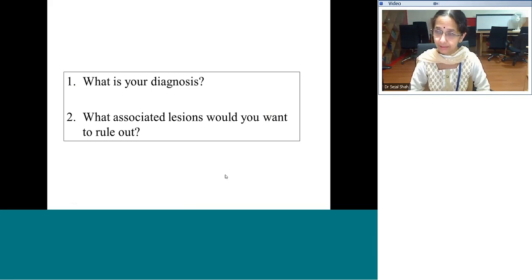So remember, for a TAPVC, we need an ASD usually, and the left-sided veins were entering into LA, so we ruled out a TAPVC. So if it's a PAPVC, then what associated lesions would you want to rule out? So once you think it could be a scimitar, then what else will you make sure when you're doing an echo? Hypoplastic lung, okay. So while doing an echo, how will you pick it up?